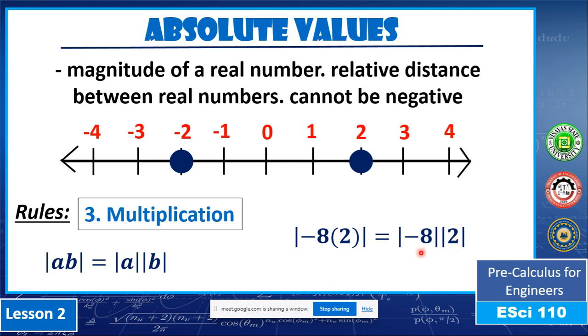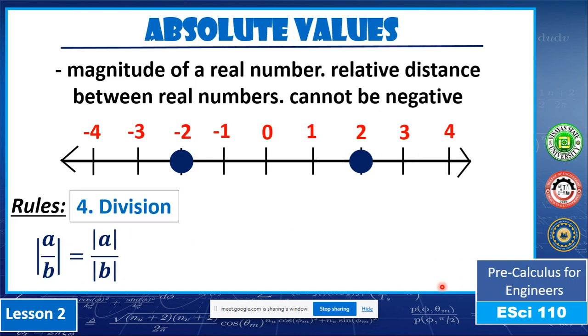2 pa rin. Pero, yung negative 8, by applying the second rule for negative numbers, we just multiply it by negative 1. So, magiging negative 8 times negative 1 times 2. So, we have a final answer of 16. So, ganun lang. Take note for the rule.